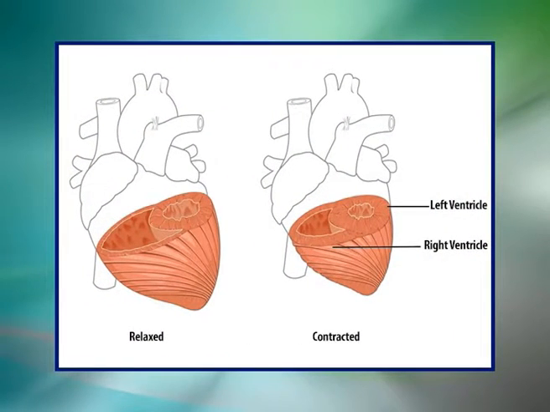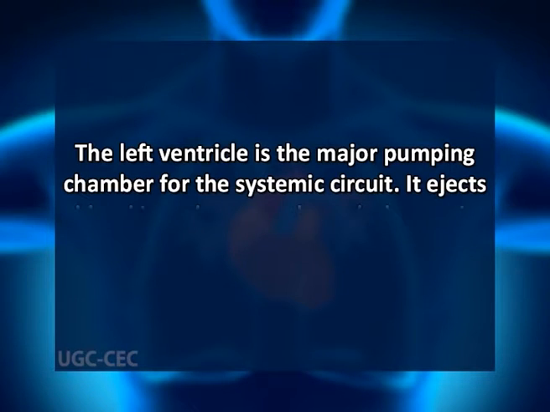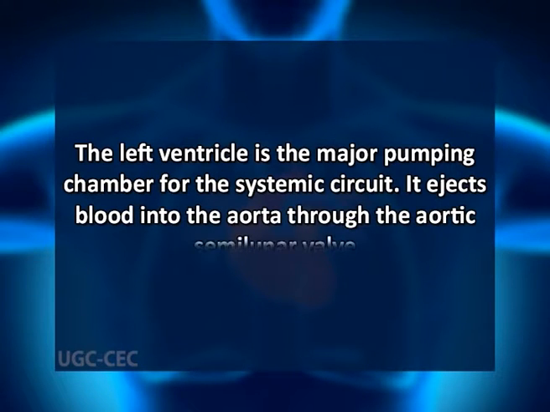Although both sides of the heart will pump the same amount of blood, the muscular layer is much thicker in the left ventricle compared to the right, due to the greater force needed here. The left ventricle is the major pumping chamber for the systemic circulation. It ejects blood into the aorta through the aortic semilunar valve.